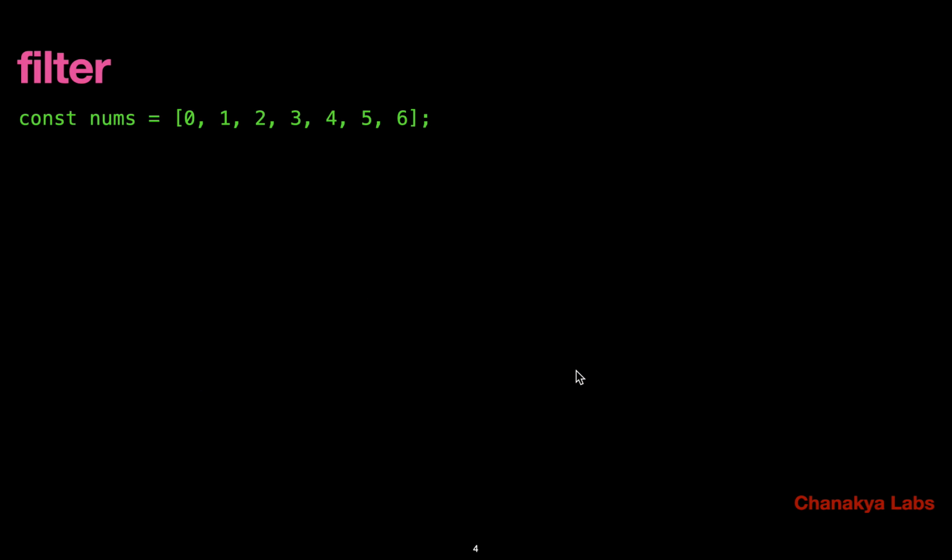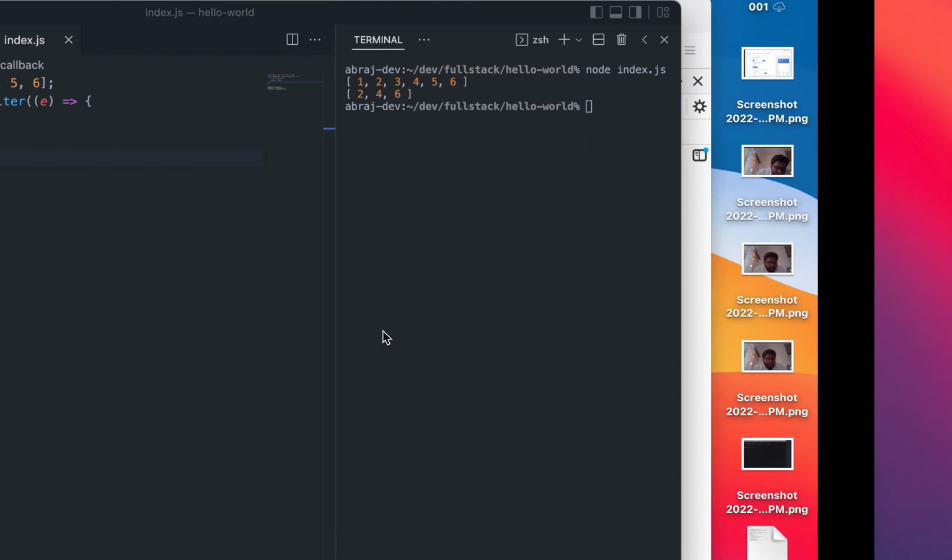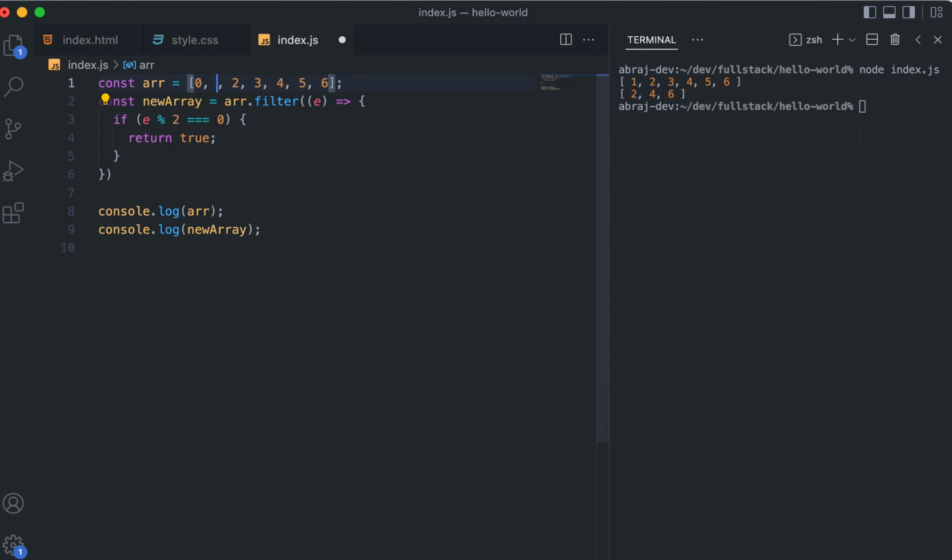Okay, now let's take a slightly more involved example. This we already saw, right? We are returning true and false, and then it is taking the even numbers, right? So for example, let's say I add 0 here also, then it will give me all the 0 1 2 3 4 5 6.